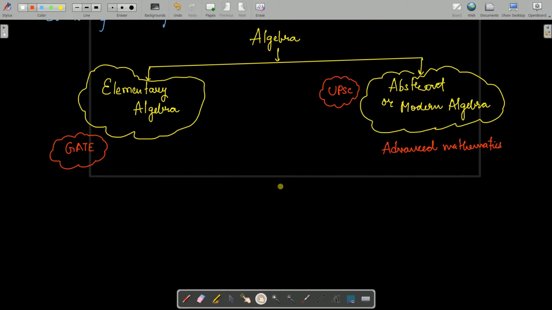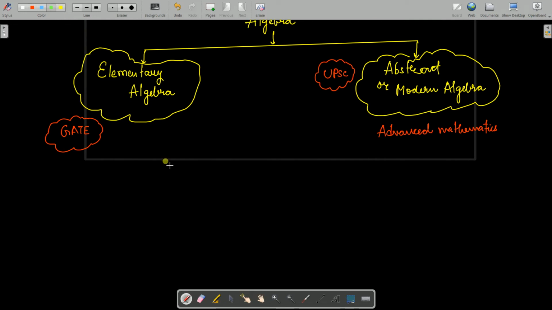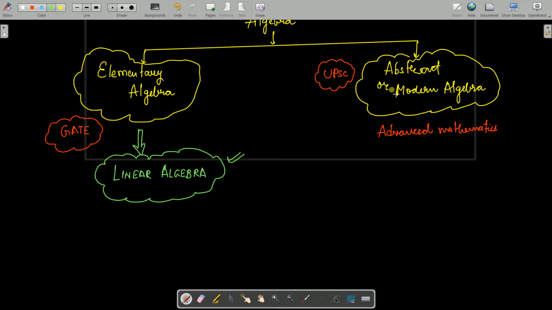And if we talk about a segment of elementary algebra, that is linear algebra. So our focus in this particular course will be on this, and I'll prepare a separate course for this modern algebra for UPSC aspirants, but for this particular course we'll be focusing more on this linear algebra part.